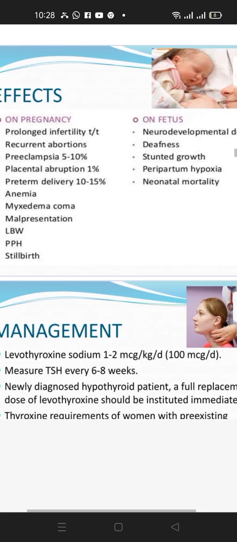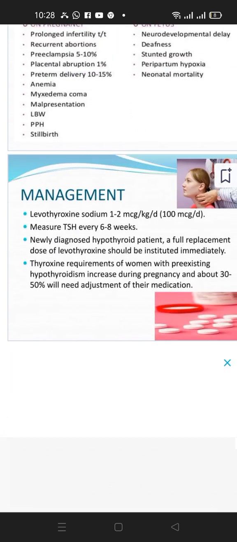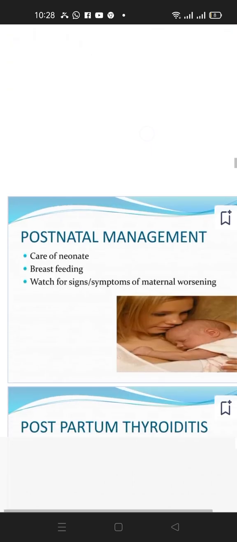So management is definitely that we have to administer thyroxine, levothyroxine sodium, 1 to 2 micrograms per kg per day, and it is given on an empty stomach. Steadily we increase the dose, and we measure the thyroid stimulating hormone by about 6 to 8 weeks, because we know that thyroid stimulating hormone takes about 6 weeks to be regulated. We have to give levothyroxine to the patient immediately, and ultimately the levothyroxine dose needs to be adjusted.